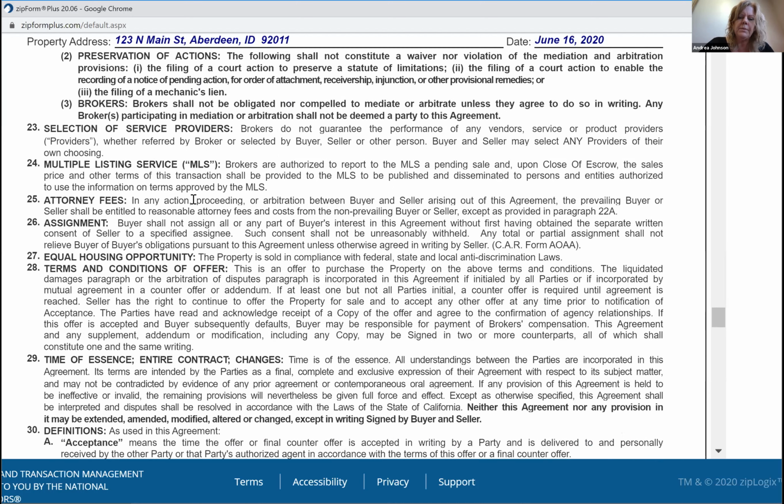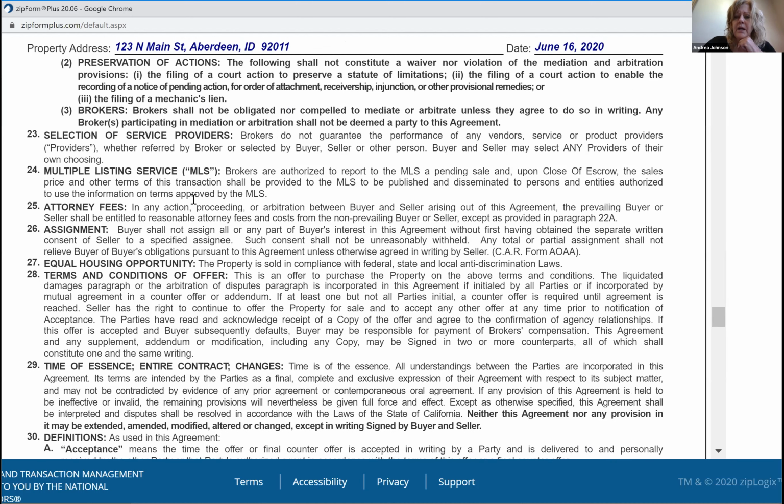Any brokers participating in mediation and arbitration shall not be deemed a party to this agreement. So we may participate for the purposes of discovery, clarifying what went on in the transaction from our perspective, but at no point are we actual parties to the agreement.